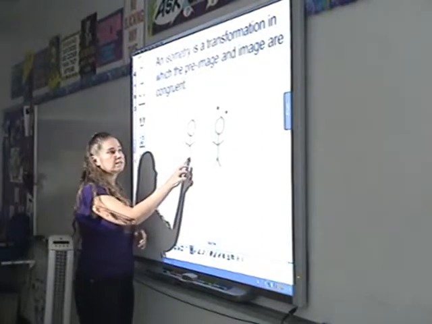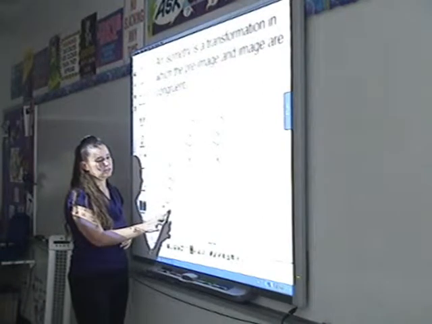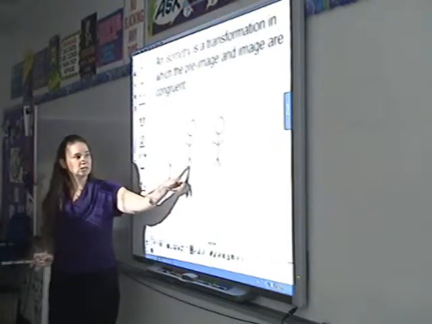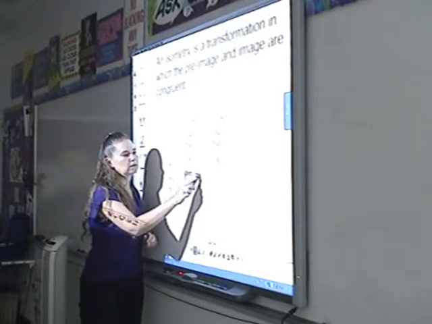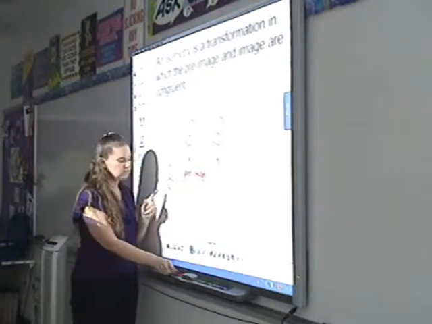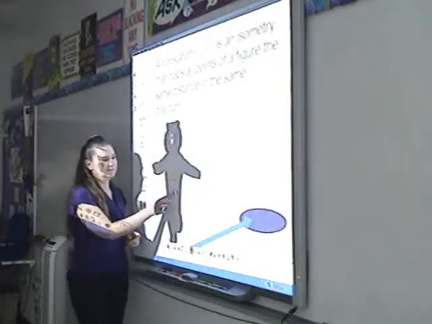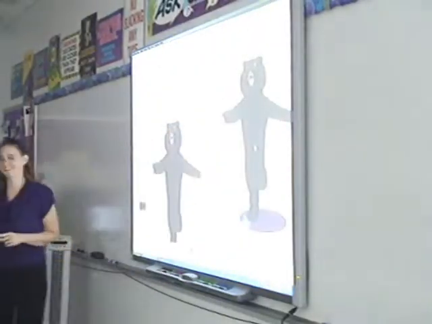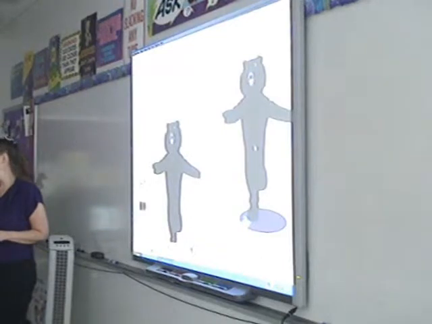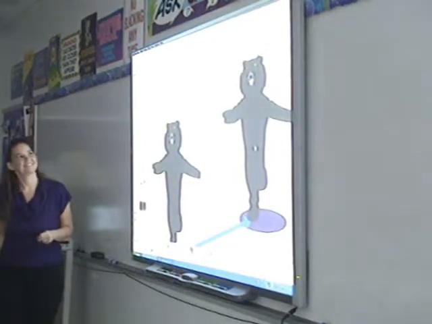All right, I'm going to do another one. I'm going to take it and slide it over, but this time I'm going to rotate it. Okay, so from the original, which is my pre-image, to my new image, that's a rotation. Okay? Same thing here. Ready for it? You can slide. Pretty cool, huh? I know. I had too much fun with this lesson.